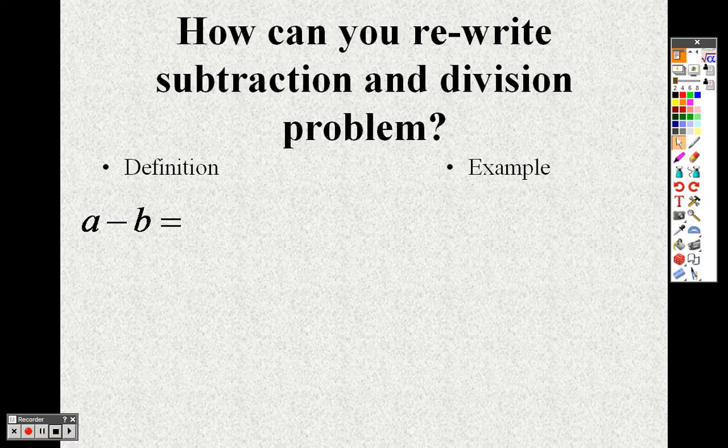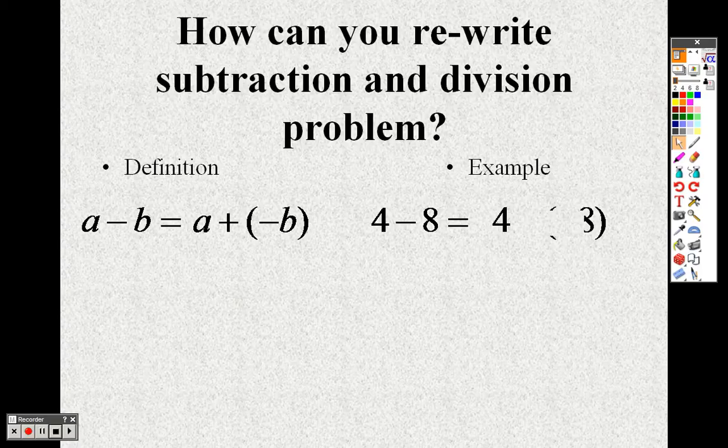A minus b, you can rewrite that as a plus negative b if you wanted to, right? You can change everything into addition. You can change subtraction into addition if you wanted to. So 4 minus 8 we could rewrite as 4 plus negative 8 to get our answer.